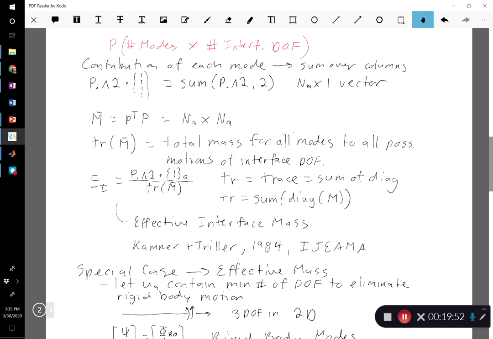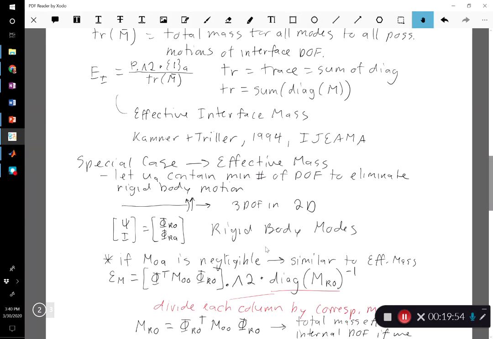What's most often done is to limit this to the special case where we have just enough boundary degrees of freedom to eliminate all of the rigid body motion. And the important thing here is that the rigid body modes will then be equal to the constraint modes, just as we saw in our simple example up above.